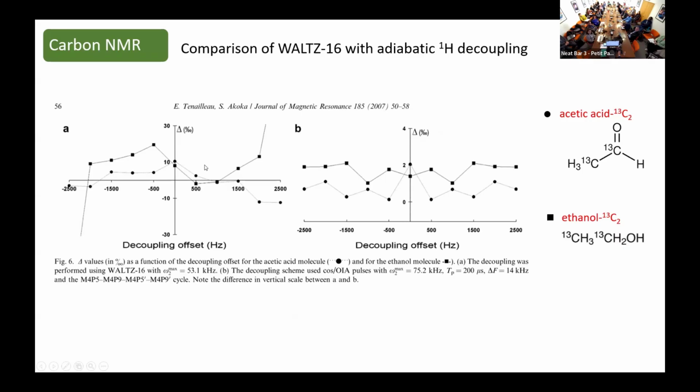This experiment on the left was with WALTZ-16. So here they found a difference between the 2 signals of over 30 per mil, or 3%. When they used adiabatic decoupling, this difference was below 2 per mil. So it was a big difference. So this shows that the adiabatic decoupling is better to not include bias in the qNMR.